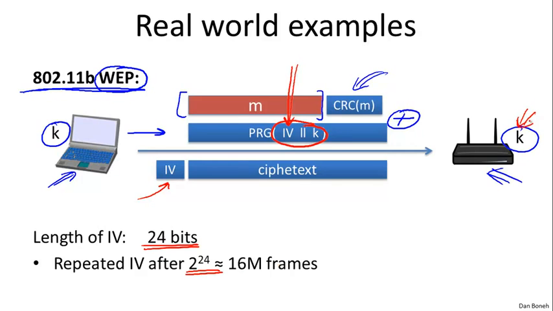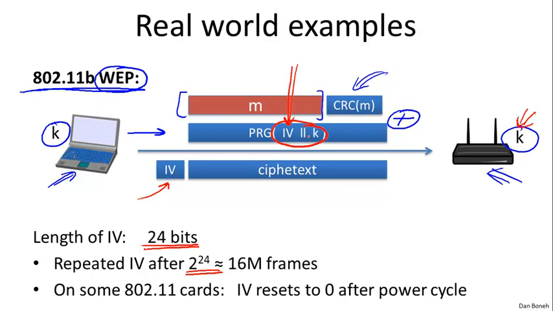And as a result, the same key, namely IV concatenated K, would be used to encrypt two different frames, and the attacker can then figure out the plaintext of both frames. So that's one problem. And the worst problem is, in fact, that on many 802.11 cards, if you power cycle the card, the IV will reset back to 0. And as a result, every time you power cycle the card, essentially you'll be encrypting the next payload using 0 concatenated K. So after every power cycle, you'll be using the 0 concatenated K key to encrypt many, many times the same packet.